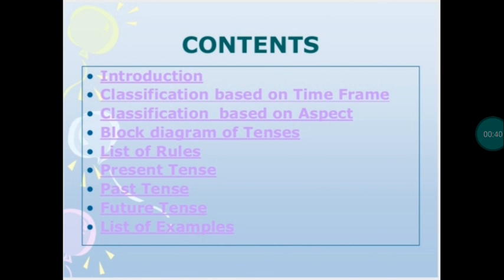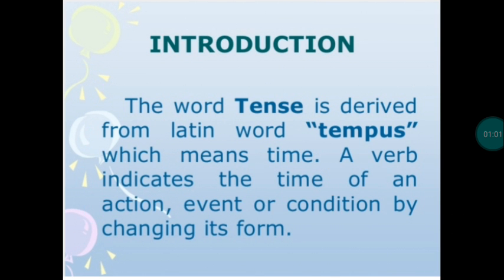So, today, first of all, I've already given you the introduction. Classification based on time frame, based on aspect, then there's a block diagram of tenses, then we have a list of rules, then we will learn about all the three tenses, present, past and future, and there will be a list of examples. First of all, the word tense is derived from the Latin word tempus, which means time.